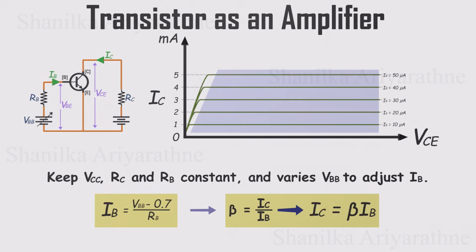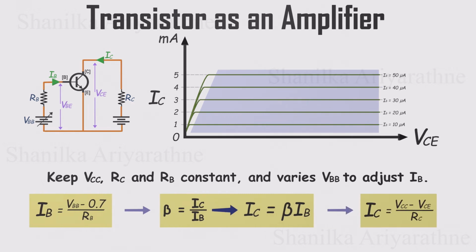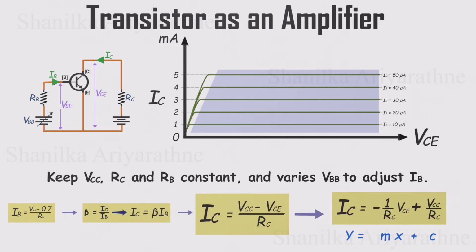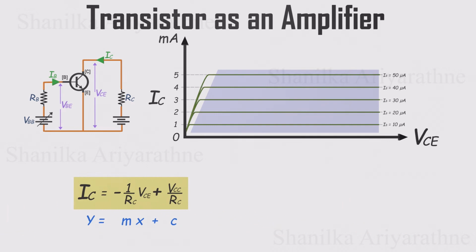Here's the key part. IC flows through a resistor connected to the collector, known as RC. According to Ohm's law, the current through that resistor equals the voltage across it divided by its resistance. This equation tells us how IC and VCE are related in the active region. And if we rearrange it, we get a standard linear equation, just like the format Y equals mx plus C. In this case, the slope m is -1 divided by RC, which means the line slopes downward. Now let's look at the two ends of this line.